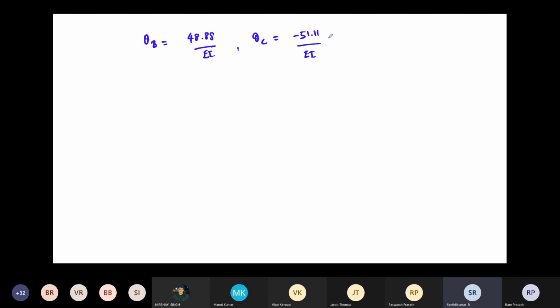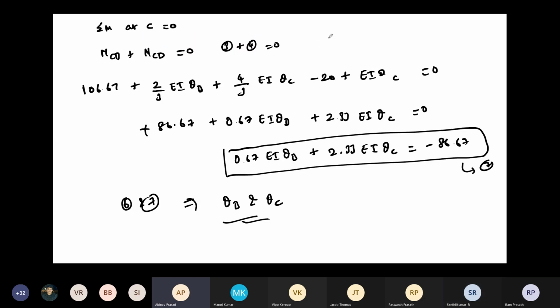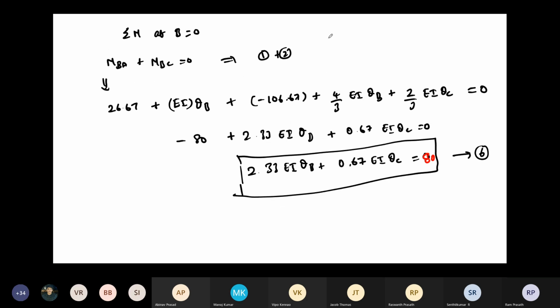This is the final answer, theta b, theta c. Is it correct or not? I got a different answer. I'll check first. I got 100 by EI and minus 230 by EI. Really? I'll check, sir. You just check it out and let me know. Have you put 80 or 0 here? 80 only, sir. Okay, just check it out and let me know.